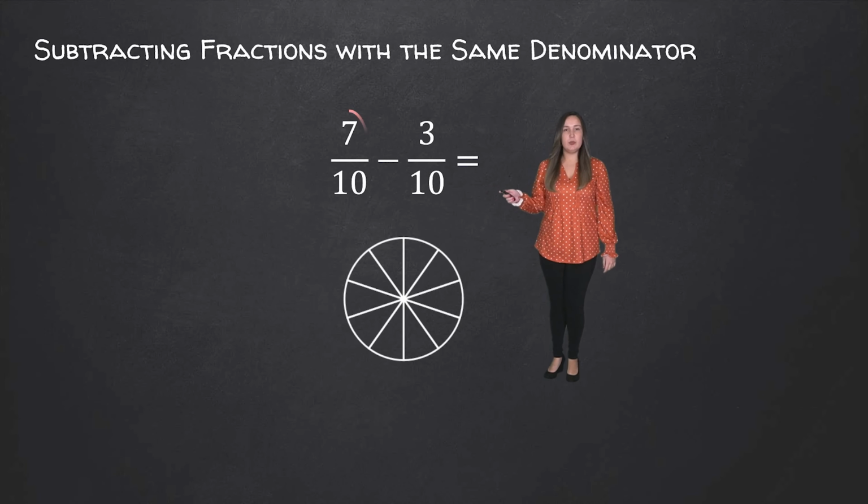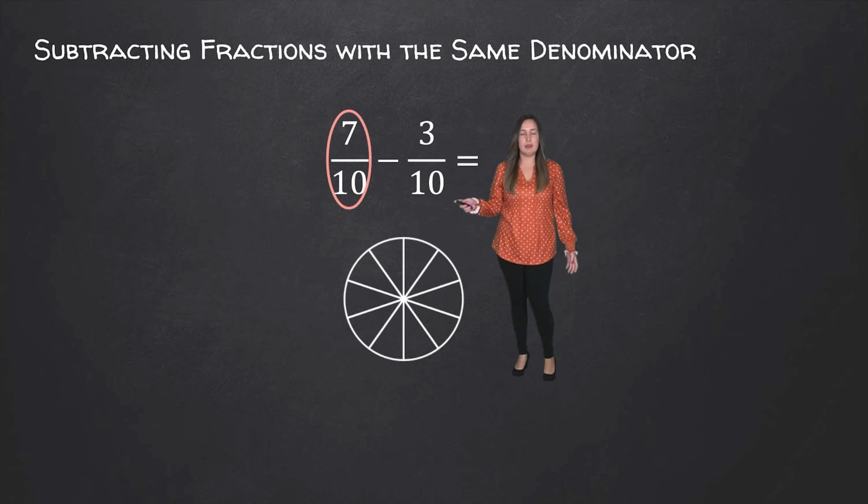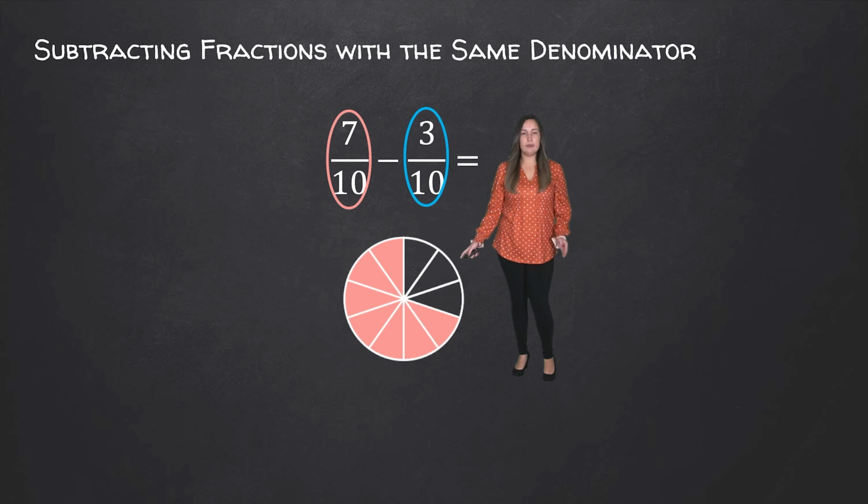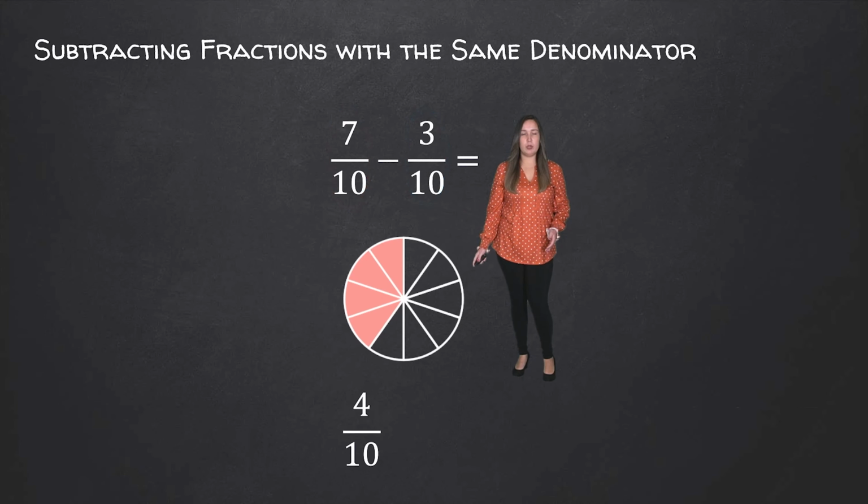So what we're going to do is first shade in 7 out of 10 pieces. So here we have 10 equal parts, and we're going to shade in 7 of these. Now, we're taking away 3 out of 10 pieces. So from the 7 that we already have, we're going to cross out 3 pieces and then remove those 3 pieces. So 7 over 10 minus 3 over 10 is equal to 4 over 10 because we have 4 pieces left over out of 10 equivalent pieces.